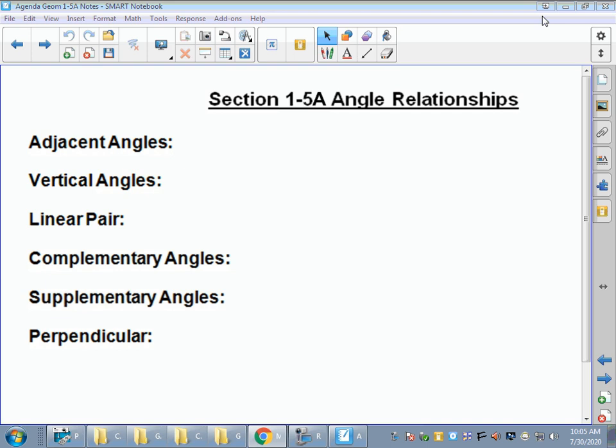Now we've got a bunch of different special types of angles, so I want to run through these. We'll do more with them. We'll practice these a lot, but here's our starting point. Adjacent angles are two angles that have a shared vertex and a shared side. Two angles with a shared vertex and side.